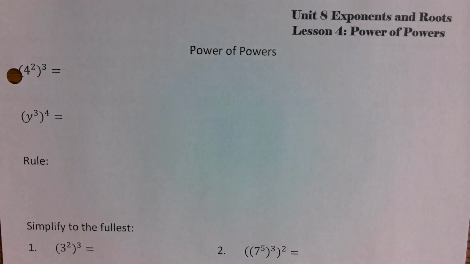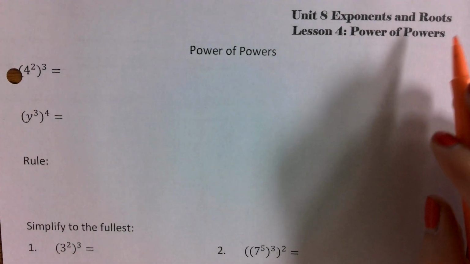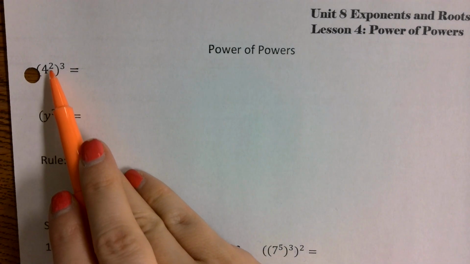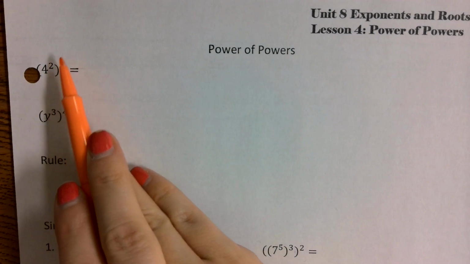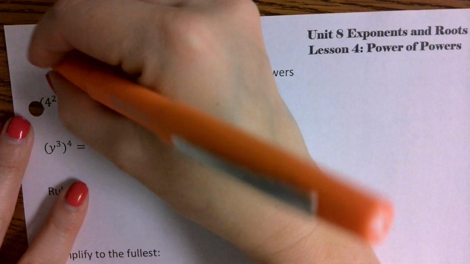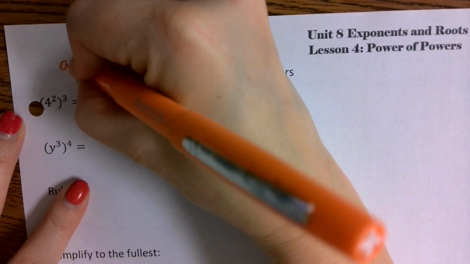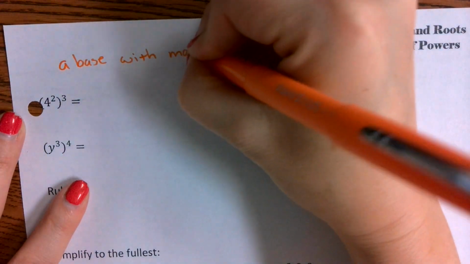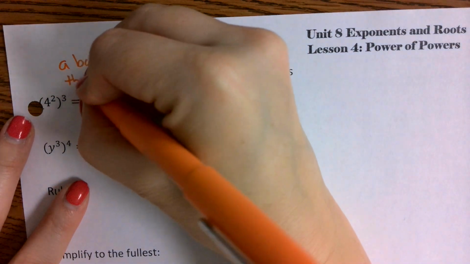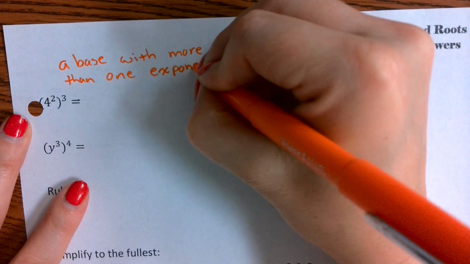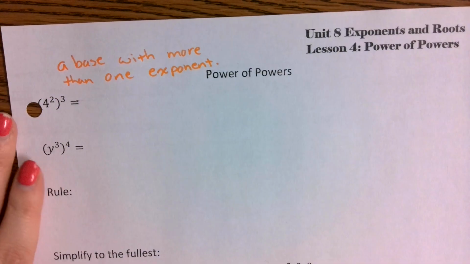Okay, today we are going to finish up this unit with what's called the power of powers. What power of powers means is you're taking a base that has an exponent and raising it to another exponent. So essentially you have a base with more than one exponent involved.